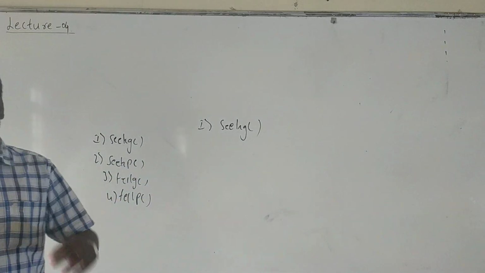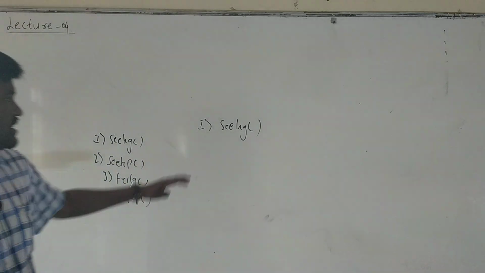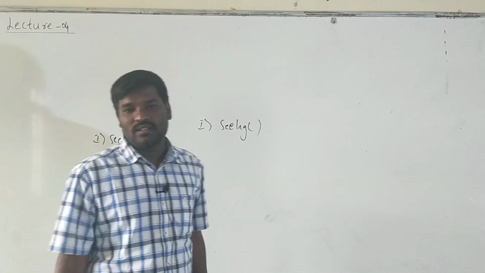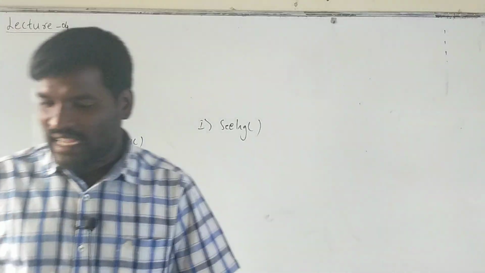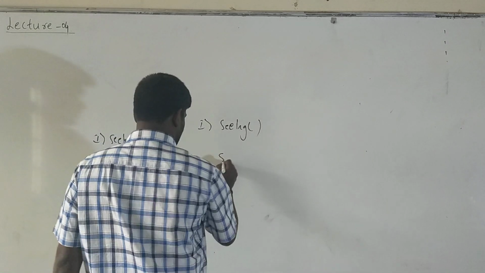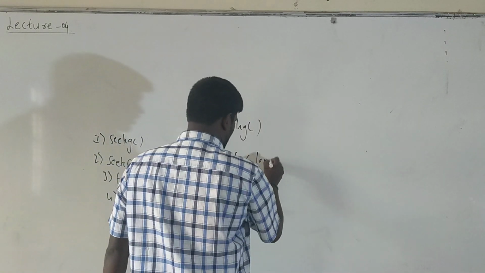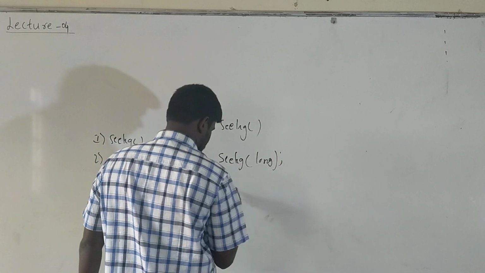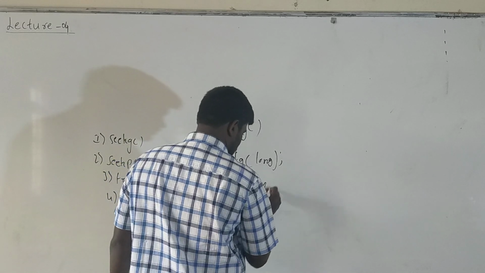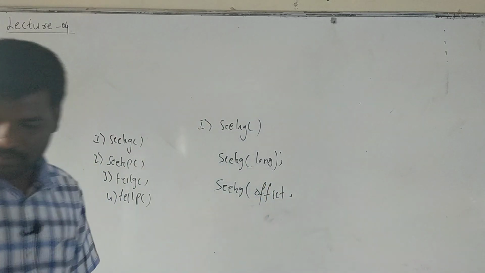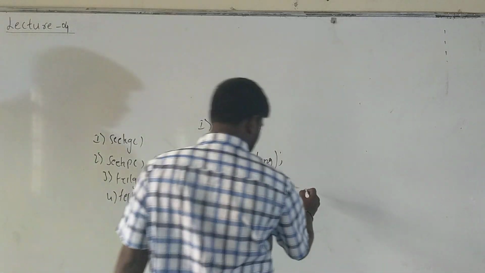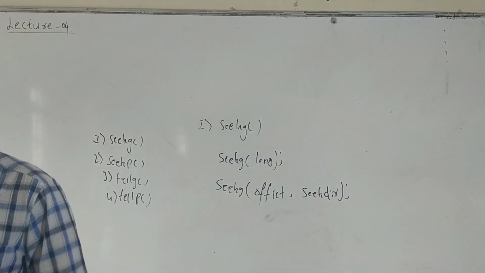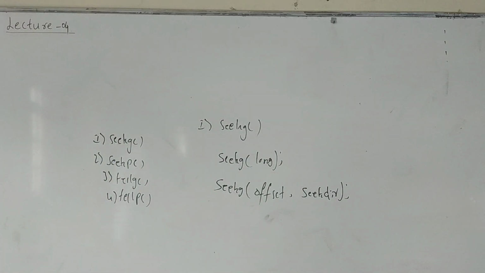Here seekg means it moves the pointer to the specified location of the file. It has some syntax. First one is seekg in the bracket of long, another one is seekg in the bracket of offset comma seekdir. So these two are the types of seekg.